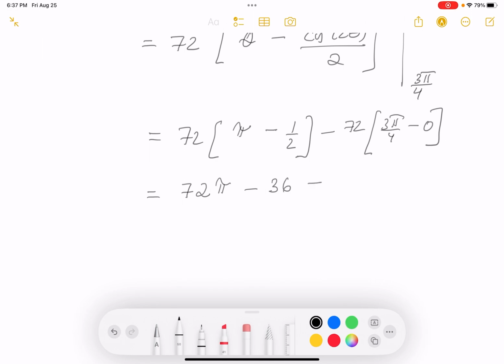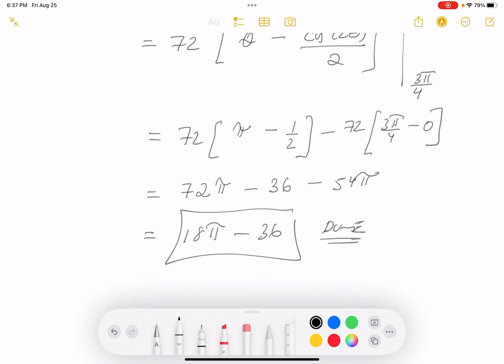minus 18 times 3. 4 goes into 72 18 times. 18 times 3 is going to be 30 and 24, 54. Going to keep moving through it. And 72 minus 54, that's 18 pi minus 36. And we're done.